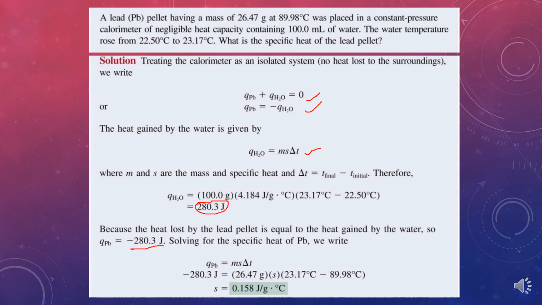So the value for the specific heat is equal to 0.158 joule per gram degree Celsius.